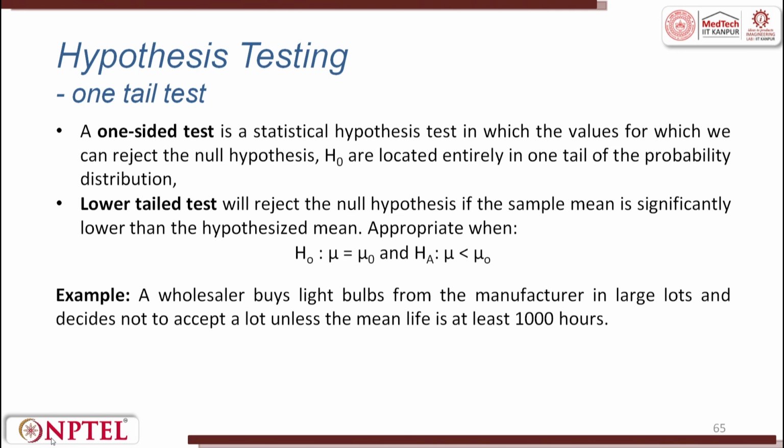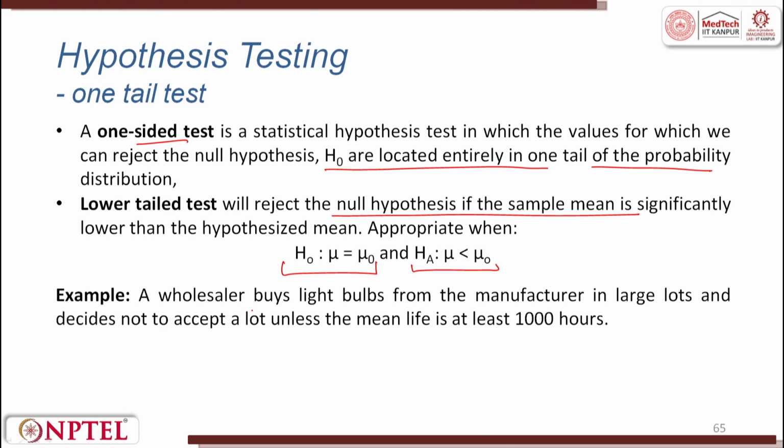A one-tail test could also be there, that is a one-sided test, that is lower-tailed or upper-tailed. A one-sided test is a statistical hypothesis test in which the values for which we can reject the null hypothesis H naught are located entirely in one tail of the probability distribution. A lower tail test will reject the null hypothesis if the sample mean is significantly lower than the hypothesized mean. Here the null hypothesis is mu is equal to mu naught, and the alternative hypothesis is mu is less than mu naught.